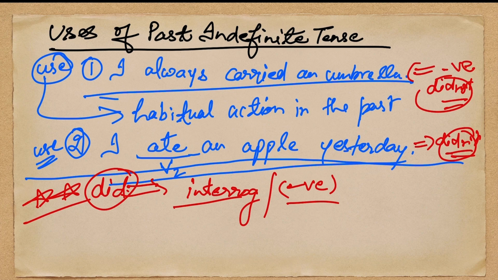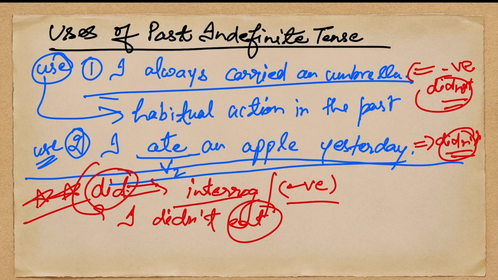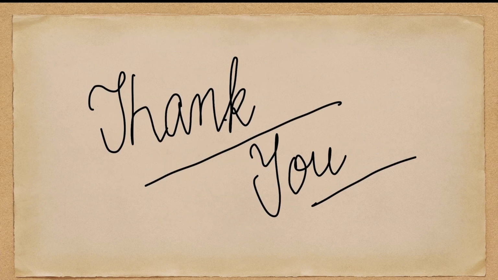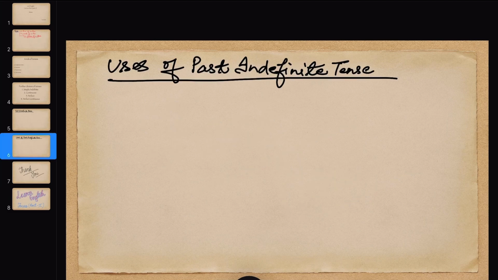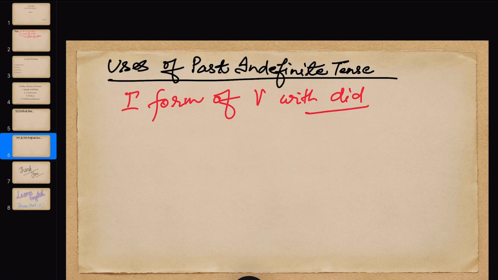So let's take an example. Suppose this example, I didn't eat. Now here we use the first form of verb with did. So this has to be understood by you that we use the first form of verb with did.